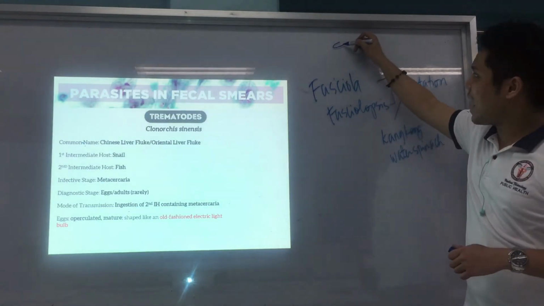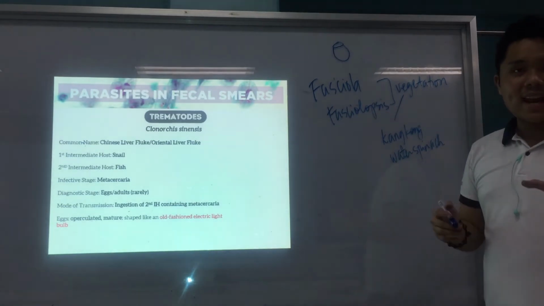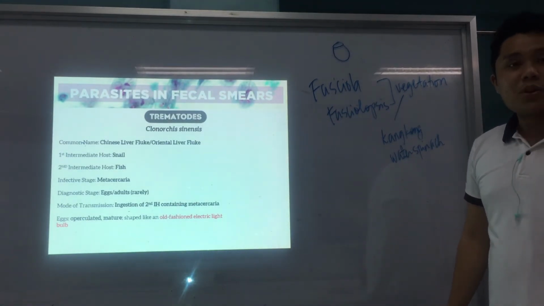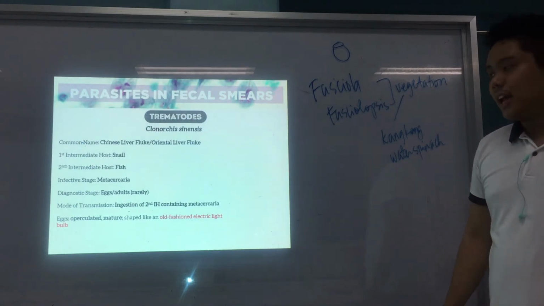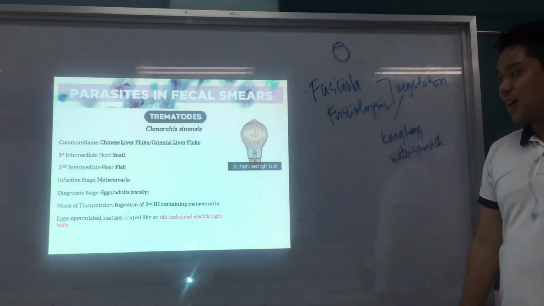So, the eggs hatch inside. And then, like that. Okay, mature when it's laid. So, meaning once it is in the environment, it is already mature. Meaning, it is ready to develop into the larva. Okay? And it's shaped like an old-fashioned electric light bulb. So, that is the appearance. This is the old-fashioned electric light bulb.